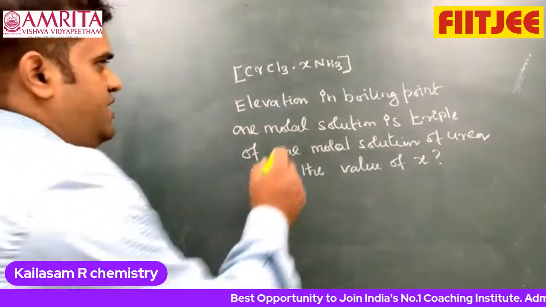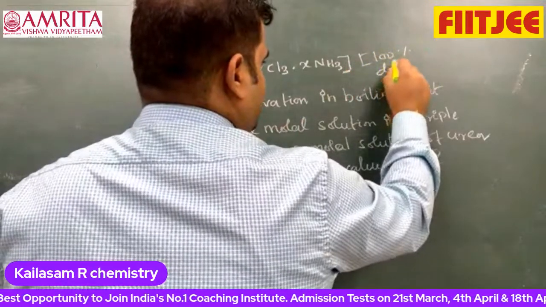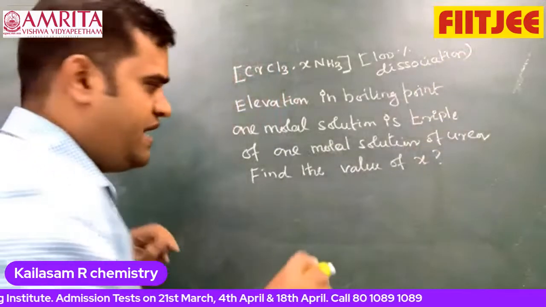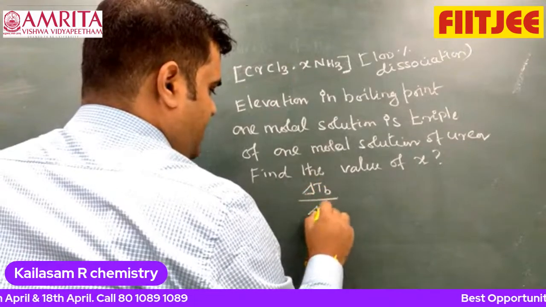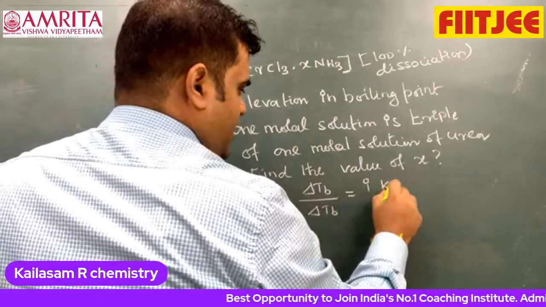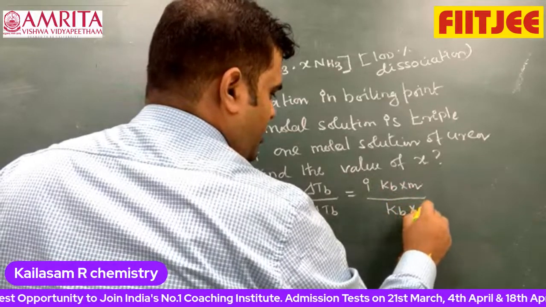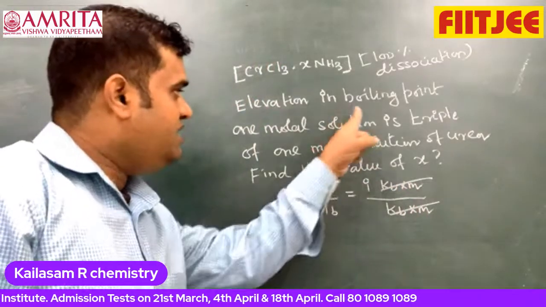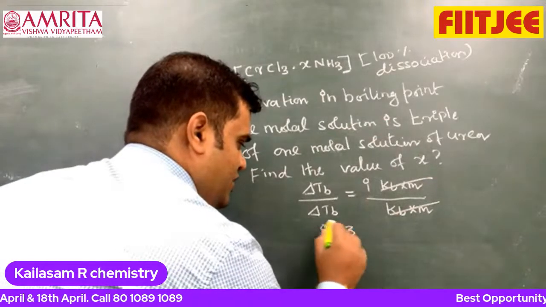So now we know that obviously they have given: assume that it is 100% dissociation. Now I am writing ΔTb of the complex by ΔTb of urea is given as i Kb m by, anyway urea is a non-electrolyte, so it cancels off. Now ΔTb of this will be 3 times ΔTb of urea, therefore we can say that i is equal to 3.